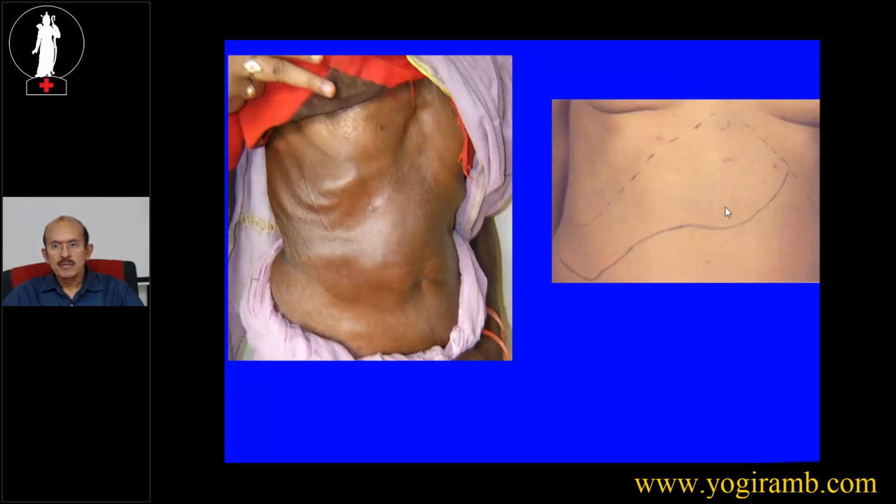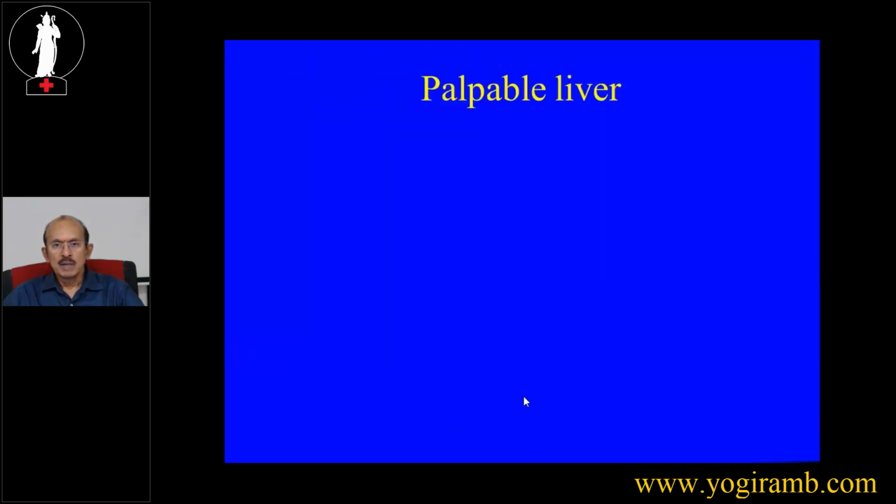Now you can see here there is a diffuse enlargement of the liver, and in this case there is a localized mass arising from the right lobe of the liver. So palpable liver: whenever the liver is palpable, it need not always be due to an enlarged liver. It can be due to a displaced liver, or it may be true hepatomegaly.